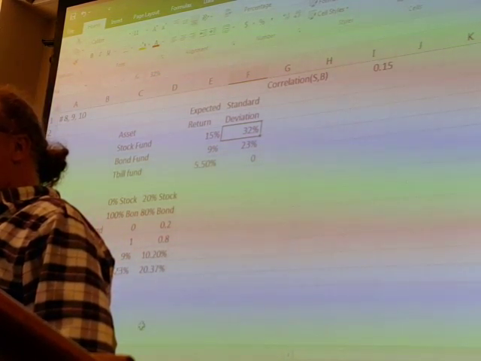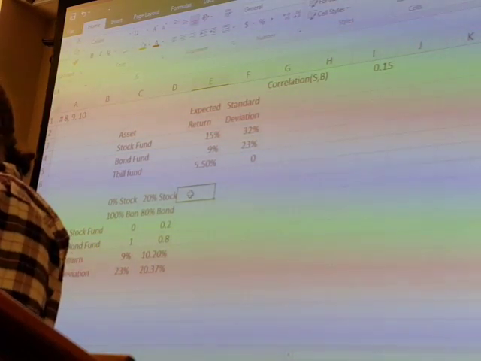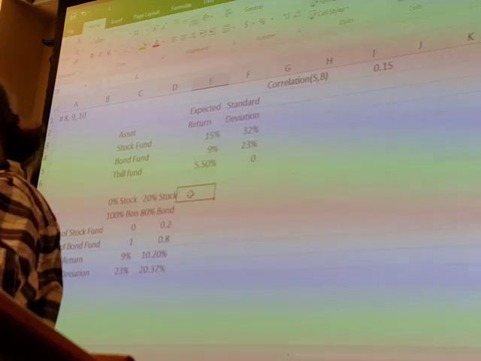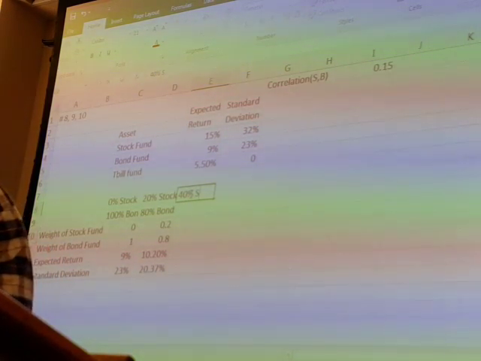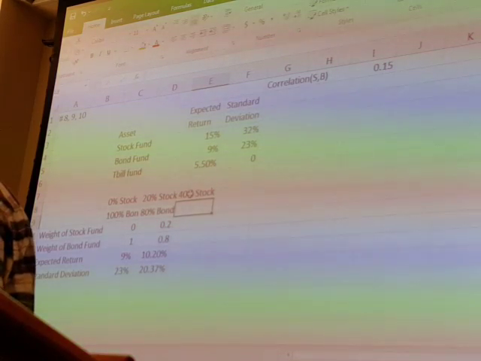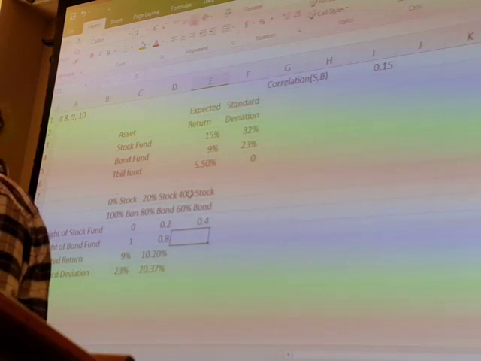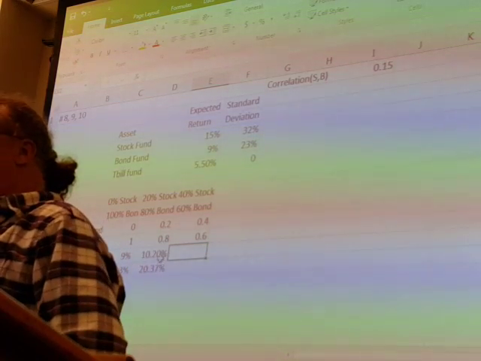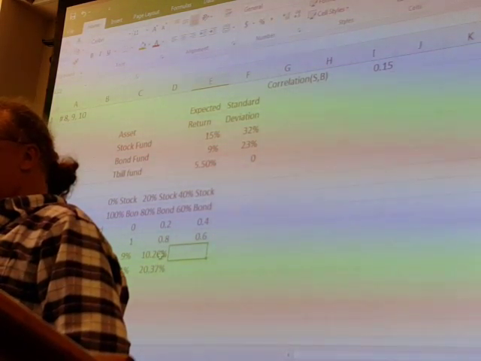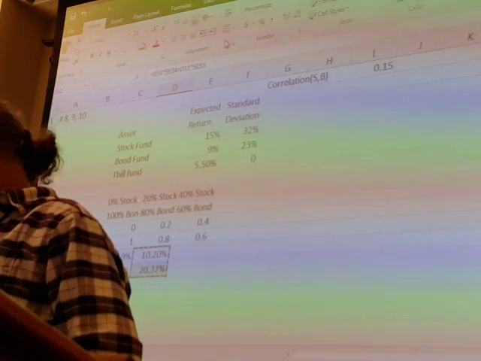Okay. Now let's do, so what we need to do is keep incrementing it in terms of 20%. So this would be 40% stock fund, 60% bond fund, 0.4, 0.6. Now let's see if I did that right, I should be able to copy that over.